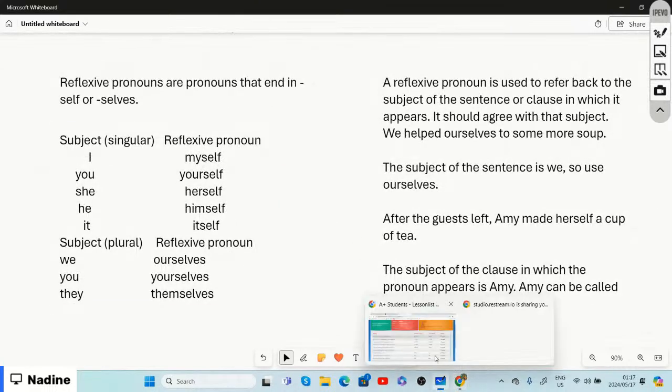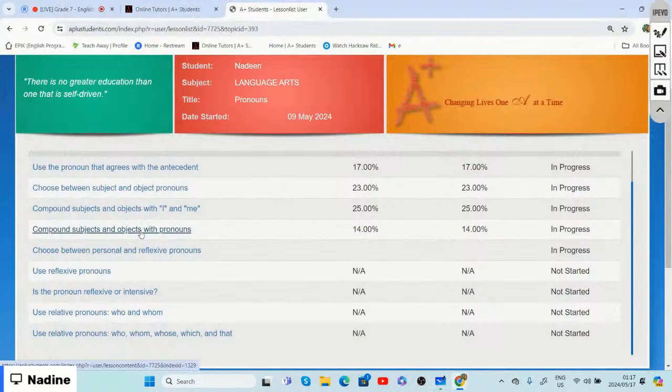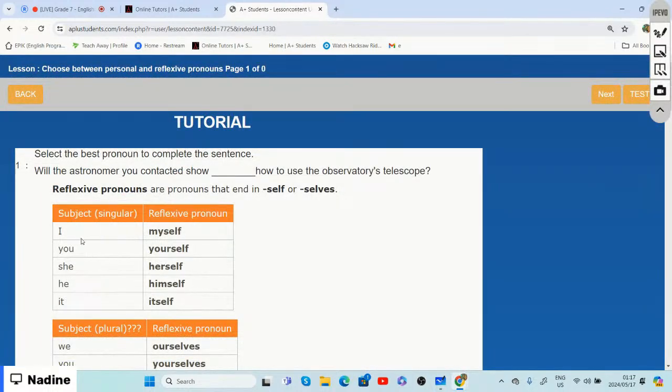So now we're going to aplusstudents.ca, where we are going to do our tutorial lesson as well as our test. We said that our chapter is pronouns, and the lesson that we are focusing on today is choosing between personal and reflexive pronouns and using reflexive pronouns. That is going to be our lesson for today. We're going to see what the difference is between a personal pronoun and a reflexive pronoun.